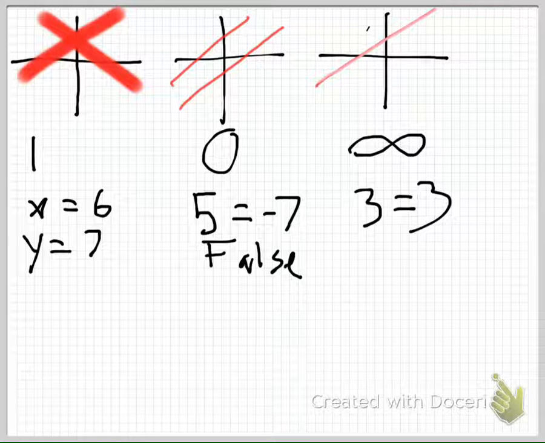Basically, it doesn't matter what number x is. There's going to be a y value that goes along with it. There's not just one x, there's an infinite number of x's that will work. Okay? And so that's my small tutorial on how to check to see if it is one solution, no solutions, or infinite solutions.